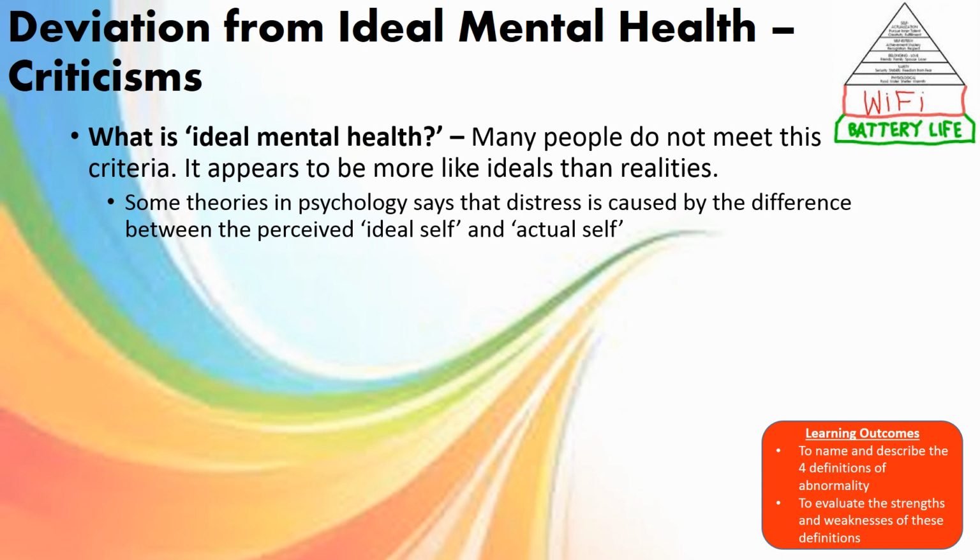So for example, we've got Rogers, who says that stress is caused by the difference between our ideal self and our actual self. So if we've got that difference, then that's going to cause us distress, and therefore that's going to keep us in the definition of deviation from ideal mental health. But what's ideal mental health for somebody might be different for somebody else.